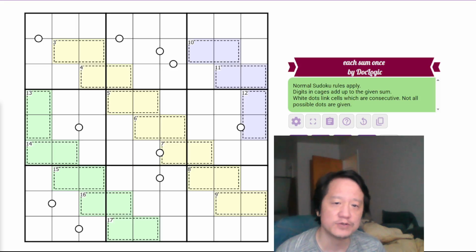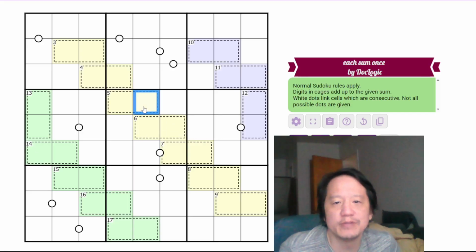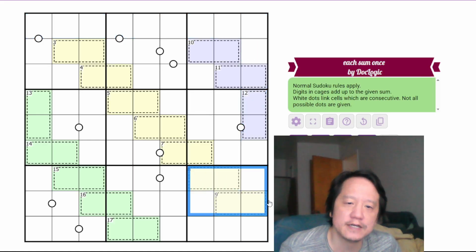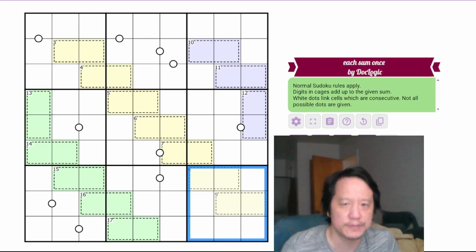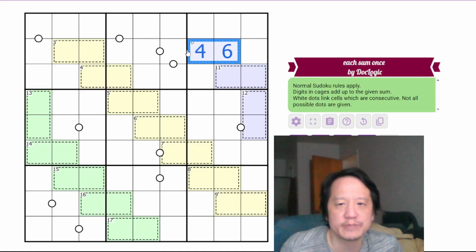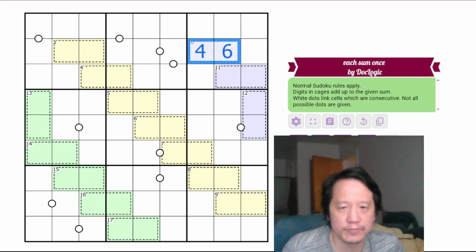We have normal Sudoku rules apply, which means in every cell in the grid, place a single digit such that every row, column, and designated 9-cell region contains the digits 1 through 9 exactly once each. And digits in cages add up to the given sum. So, for example, if this were, say, a 4, this would have to be a 6, because these two digits must add up to 10, because the digits in this cage have to add up to the given sum, which is in the upper left-hand corner.